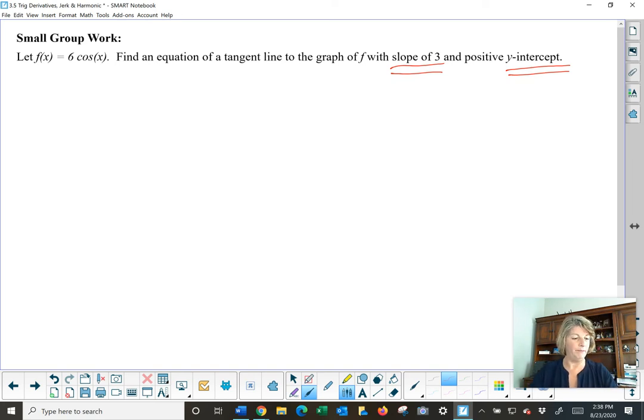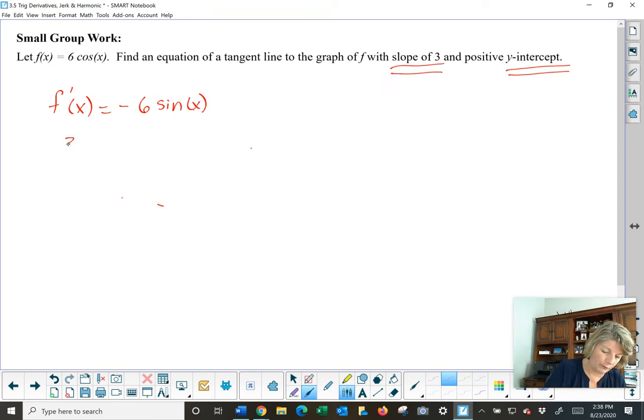All right, we are back, and I want you to do this problem, okay? So I'm going to have f prime of x equals, the derivative, which is going to be negative 6 sine of x. And we want to have a slope of 3. So 3 is equal to our f prime, which means 3 is equal to negative 6 sine x.